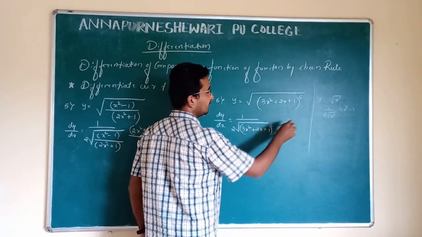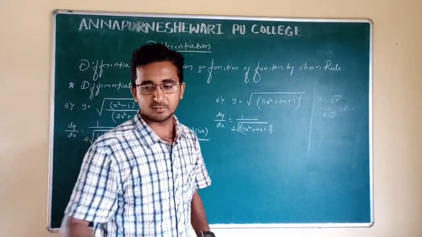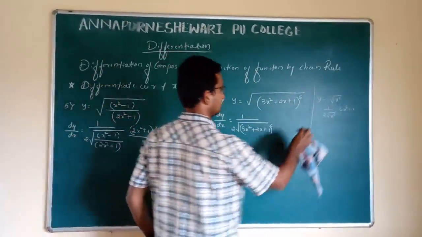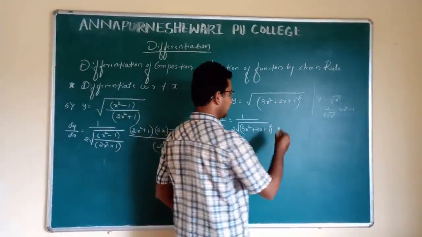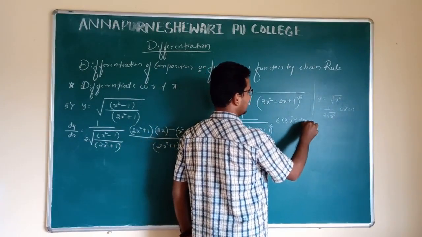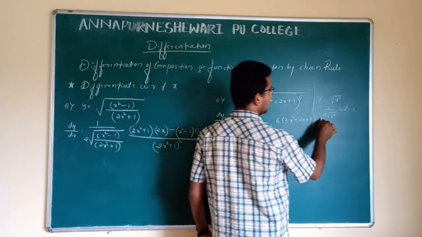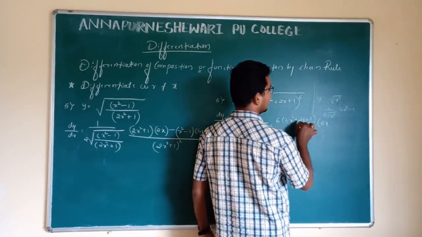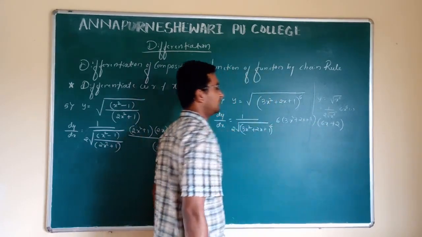See, wherever x is there, first you write down 3x squared plus 2x plus 1. Don't get confused. Next, what do I have to do? 6x raised to 5, with 3x squared plus 2x plus 1. Then the differentiation of this x term: 3x squared is how much? That is 6x, plus 2x differentiation is 2, then plus 1 differentiation is 0.